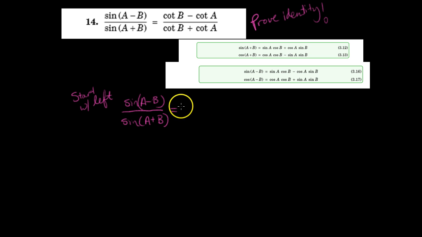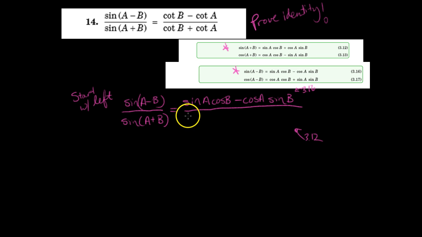So on the top, and I don't think I've even done an example with the difference. Here's the difference for sines. So it's sine A cosine B minus cosine A sine B all over. Now for sine A plus B, we're going to use this. And also get in the habit, 3.16, that's what this one is. And then this other one that we're expanding, 3.12. So that is the sine of A, cosine of B, plus cosine A, sine of B.